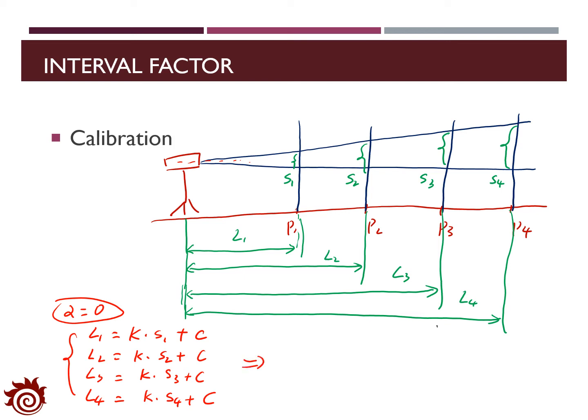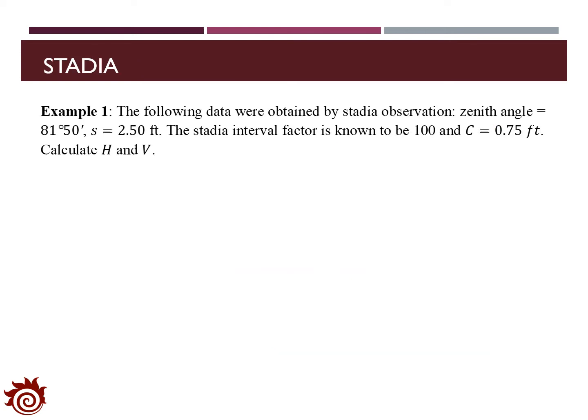And then we can calibrate the K value as K bar equal to K1, which is from the first equation, K2, K3, K4 over 4. And this average value will be used for the stadium method for this specific instrument. Now let's take a look at one example for the implementation of the stadium method.